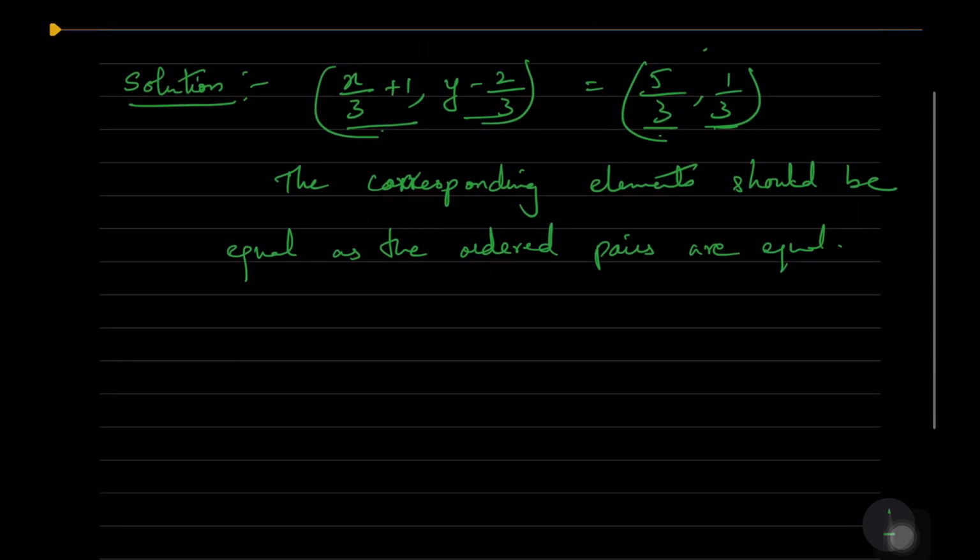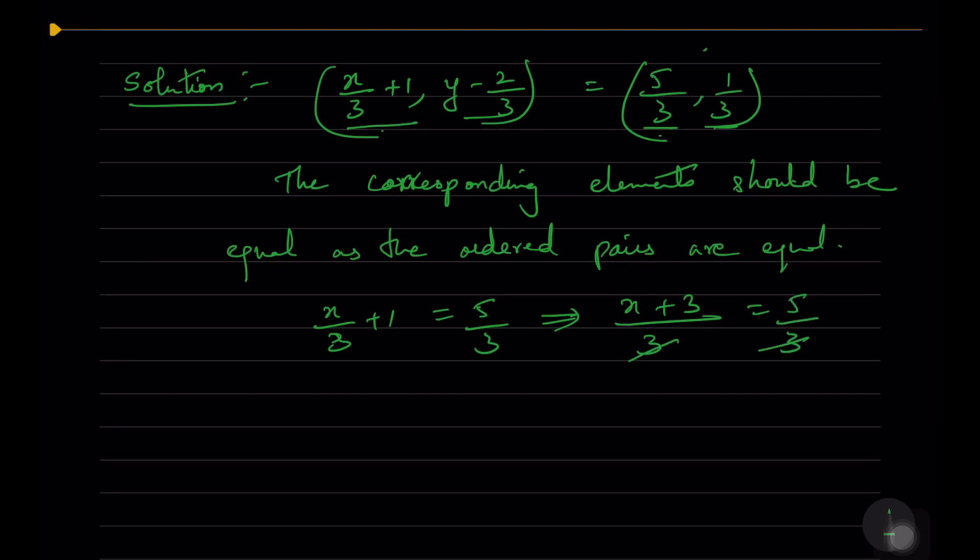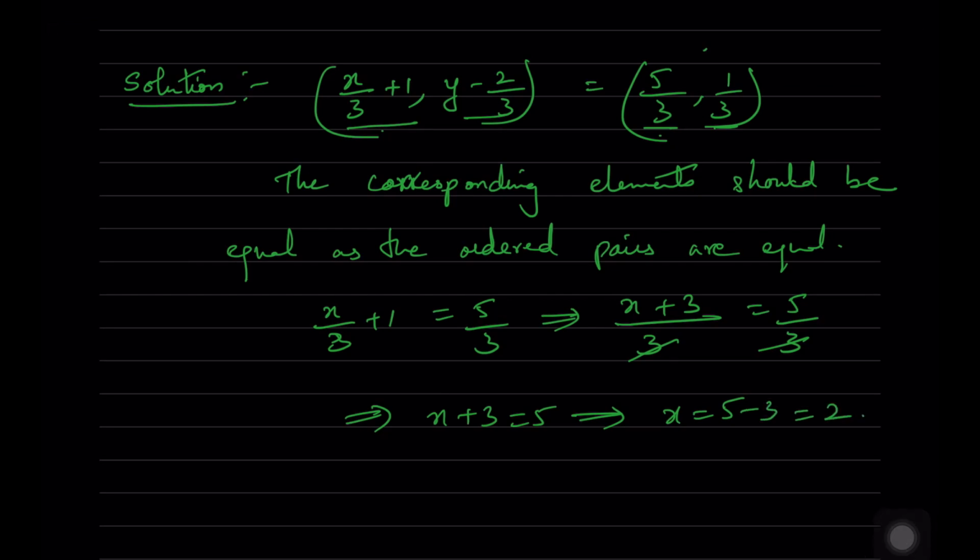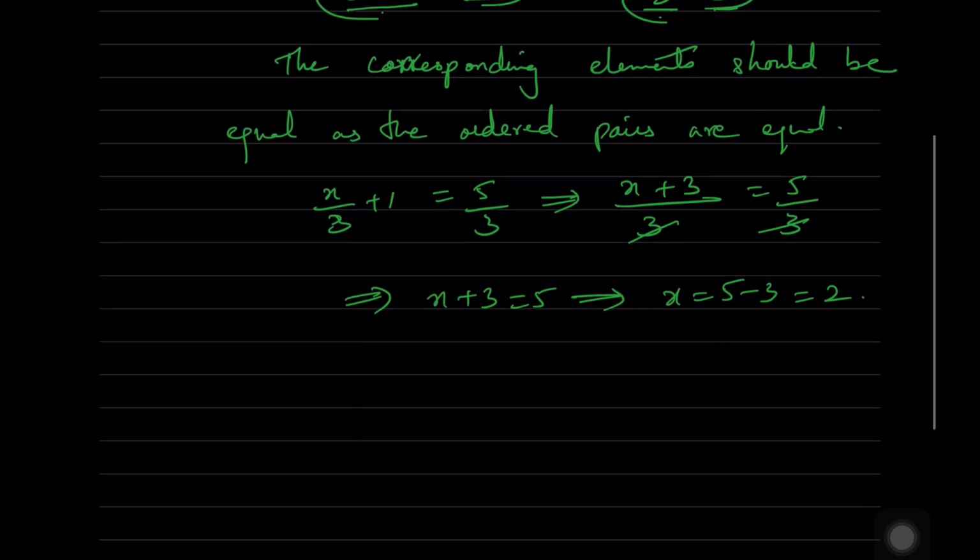So therefore we have x by 3 plus 1 is equal to 5 by 3. Now taking the LCM on the left hand side, x plus 3 by 3 is equal to 5 by 3. Since the denominator is the same on both sides, you can cancel it out. Therefore you are getting x plus 3 is equal to 5, which implies that x is equal to 5 minus 3, which is equal to 2. So therefore we got x is equal to 2.